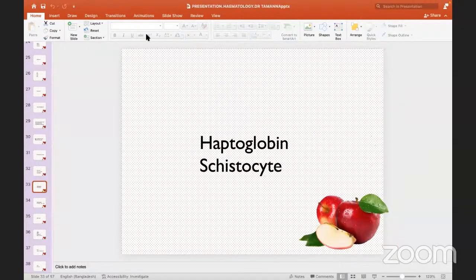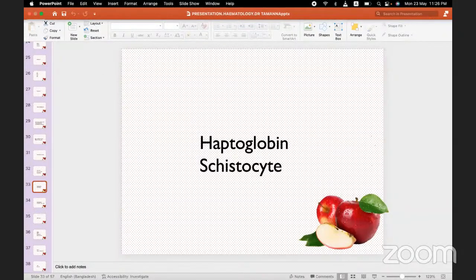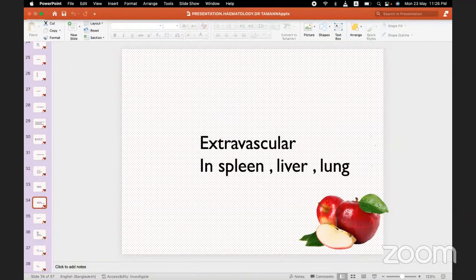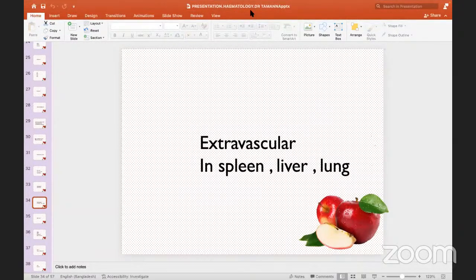So these are the signs of intravascular hemolysis. You can do this test and you can identify. There are other things like unconjugated bilirubin will be high, hemoglobin will be low, right? These are other tests. Now, what is the sign of extravascular hemolysis? In extravascular hemolysis, your spleen, your liver will be enlarged. Sometimes your lung damages RBC because lung has macrophages.